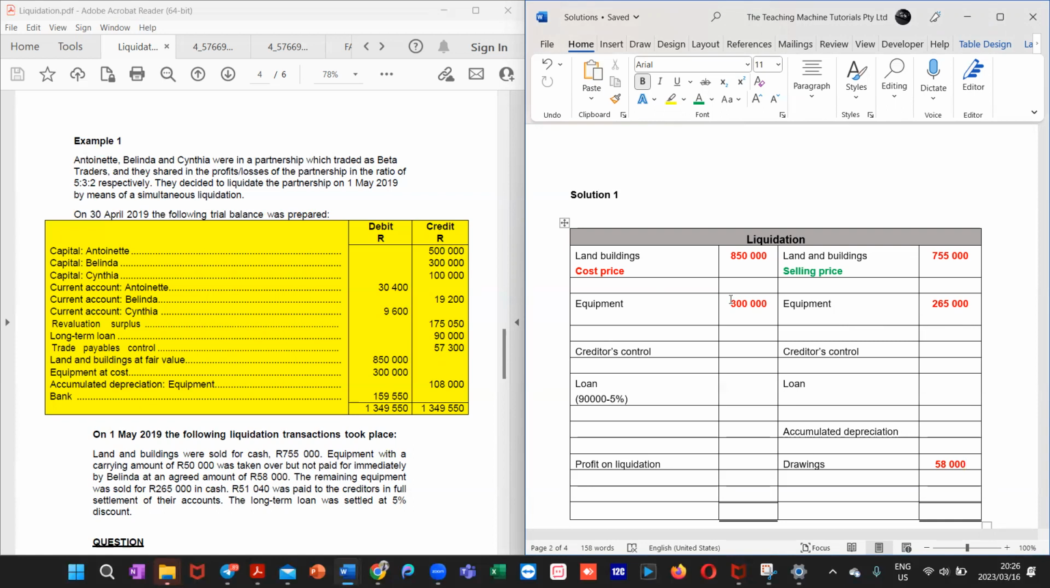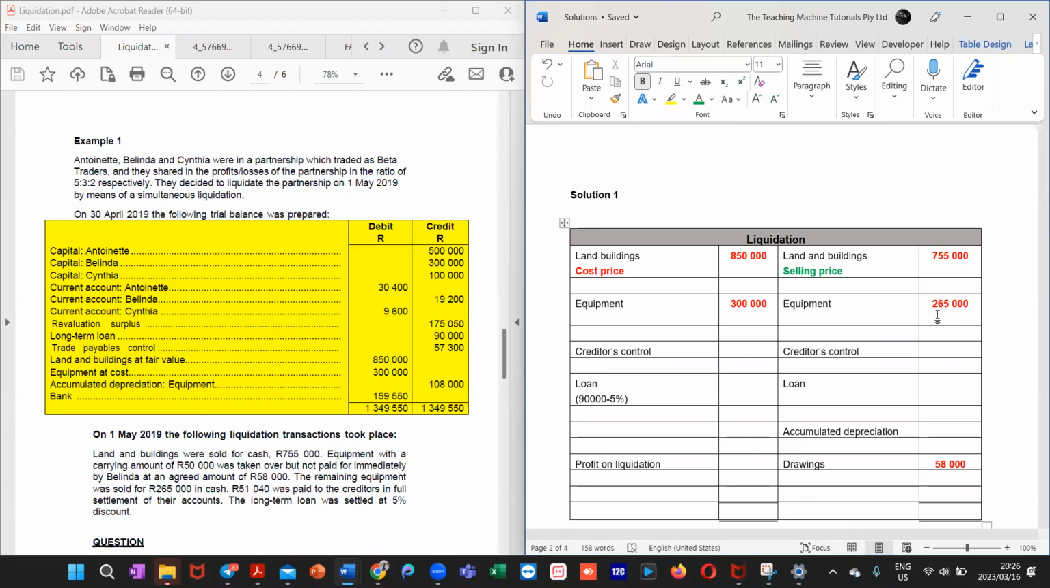Okay, so in conclusion, if you come across this information, you look at what will be paid by the partner and record it as drawings. Then you go back to the total amount of your non-current asset. You record it on the debit side. And then the selling price of the remainder should be recorded on the credit side.